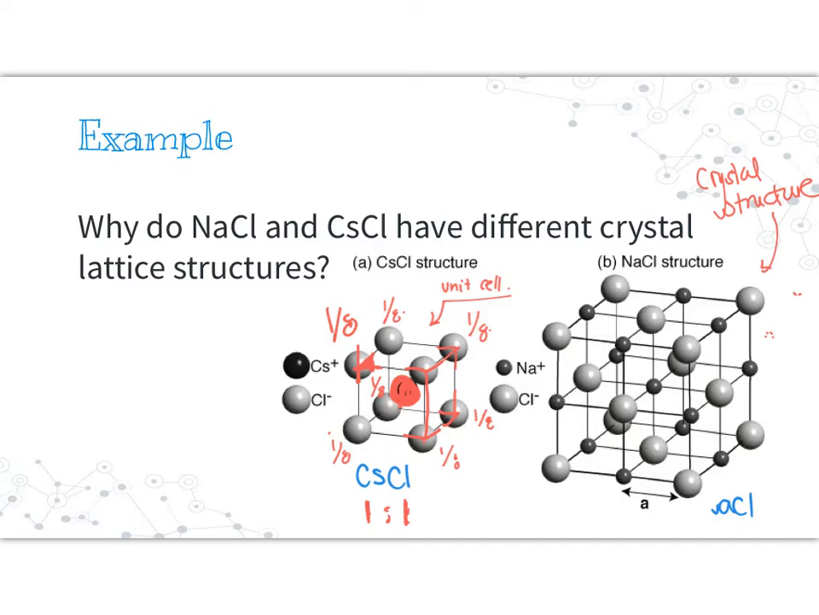Okay, so why are they different? Back to the actual question itself. So NaCl and CsCl both have 1-to-1 ratios. So it can't be the ratio here. Let's look at their atomic radius. So sodium and cesium are in the same group. Sodium has a smaller radius than cesium.